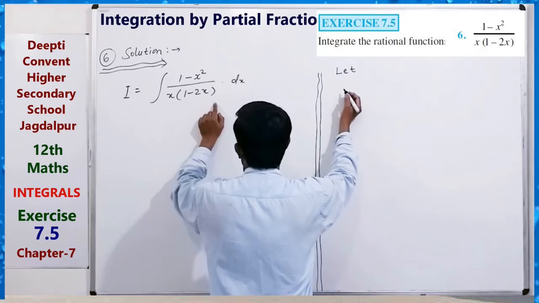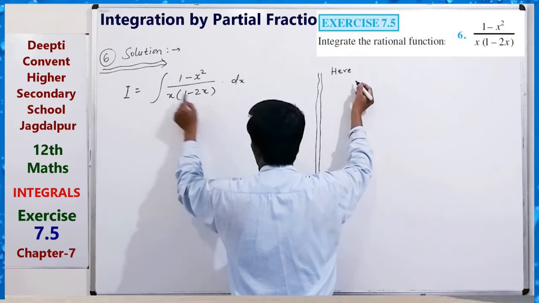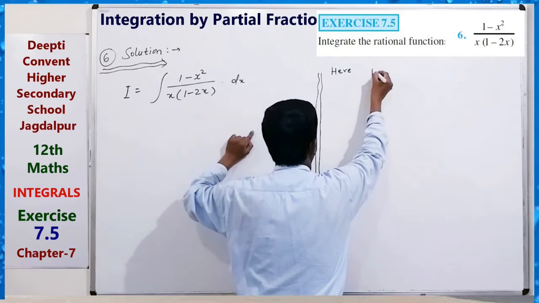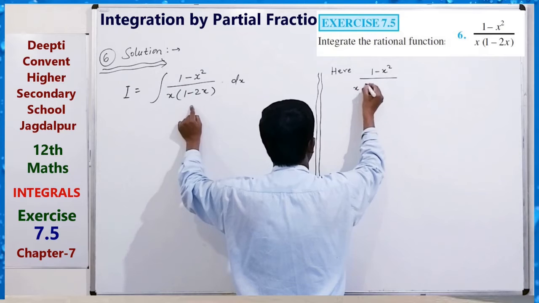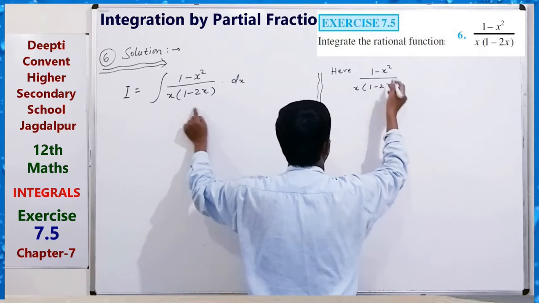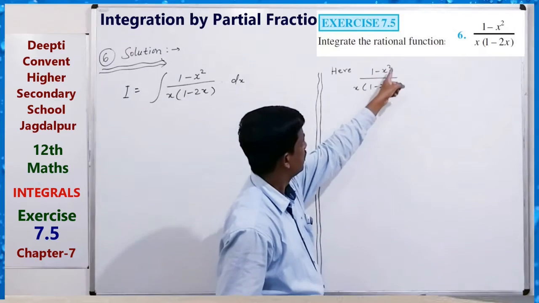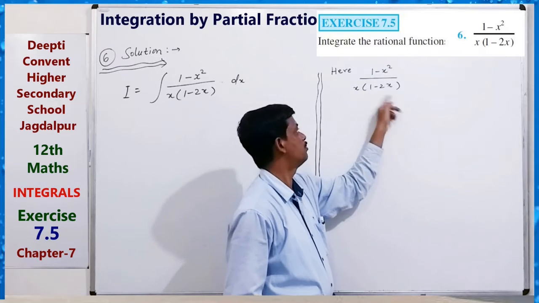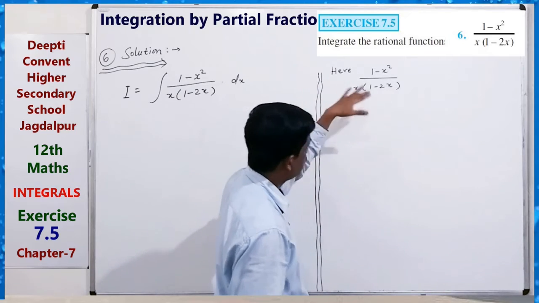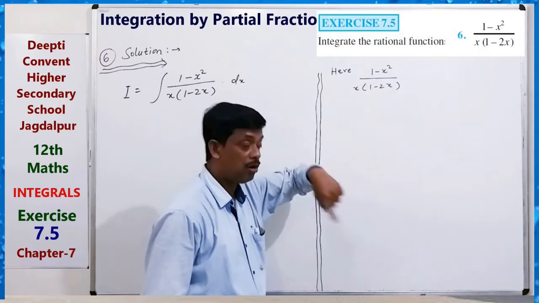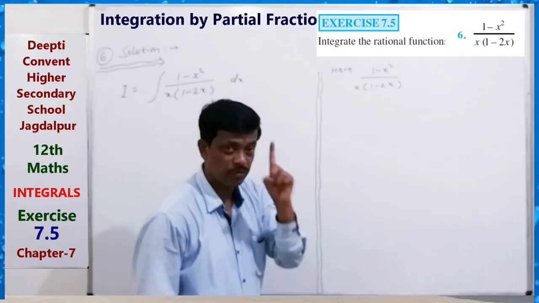Here, (1 minus x square) upon x(1 minus 2x). This is our rational function. Second degree. This is also second degree. By multiplying, you can get x minus 2x square, second degree. So, same degree, or the numerator is higher degree. Then you have to first divide one time.